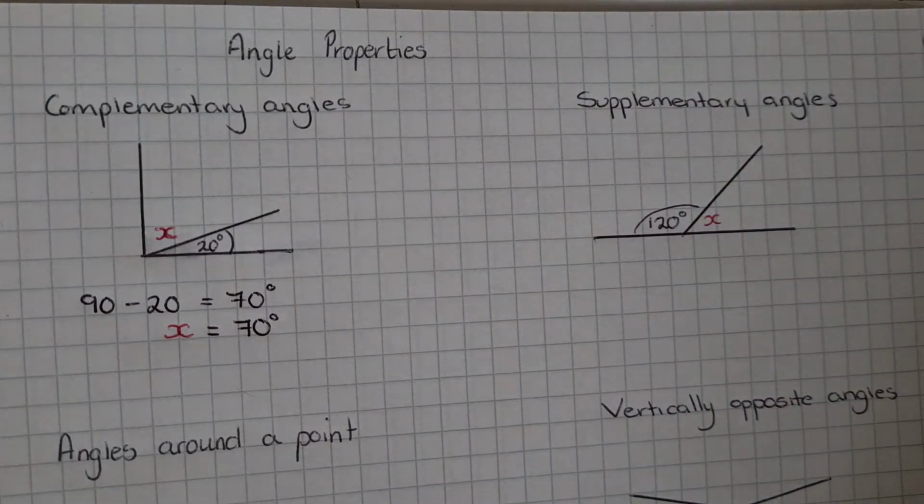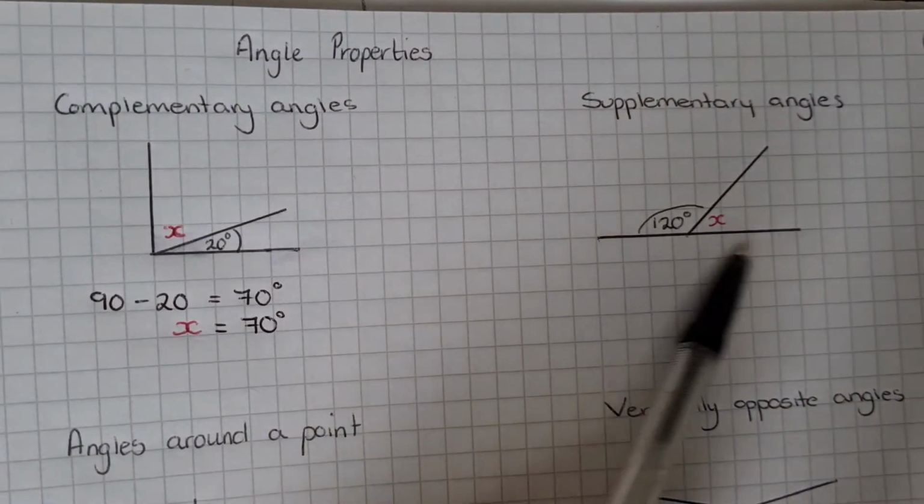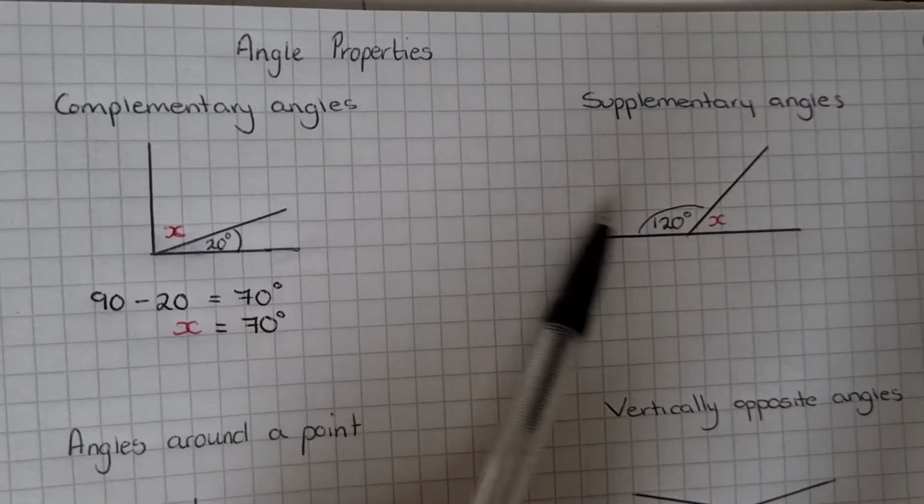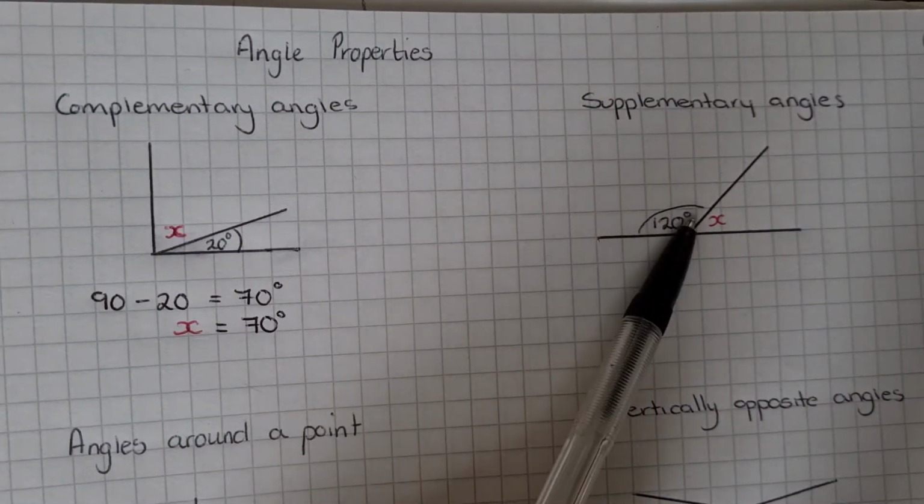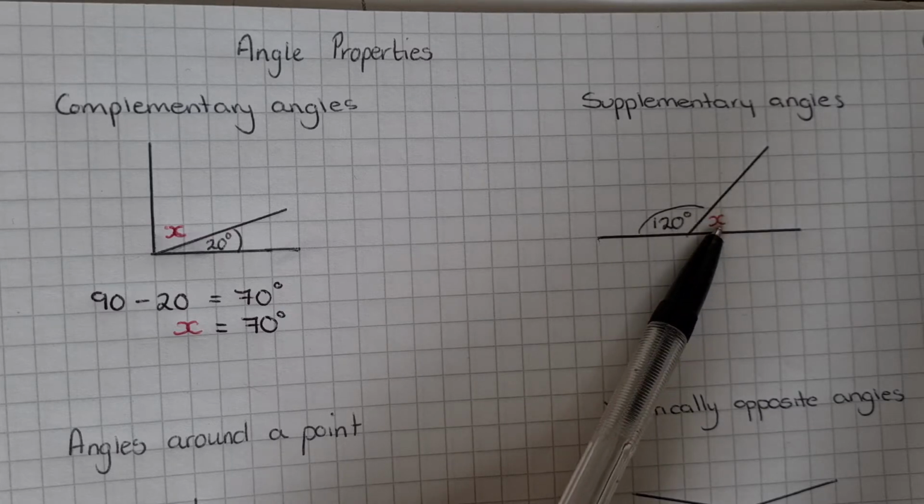Next one is supplementary angles. So supplementary angles add up to 180 degrees or a straight line. So here we've got a straight line that's been split into two angles. This side is 120 degrees. We need to work out this side.